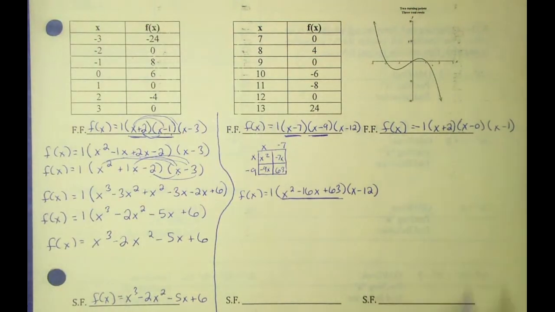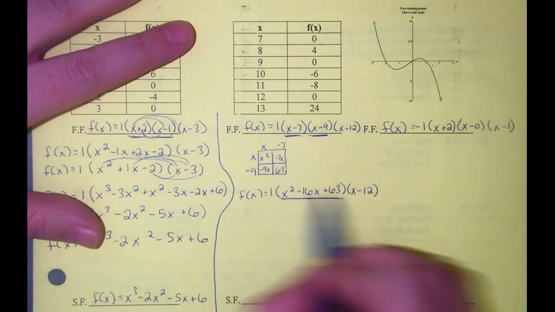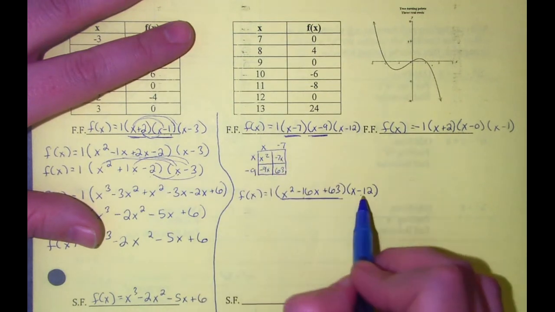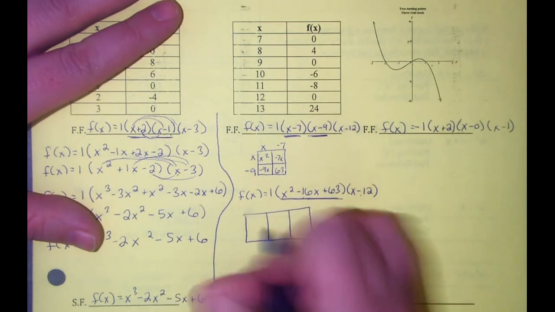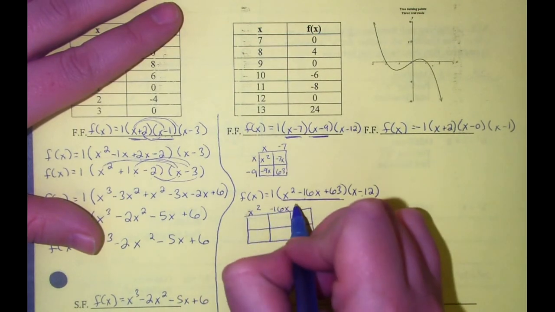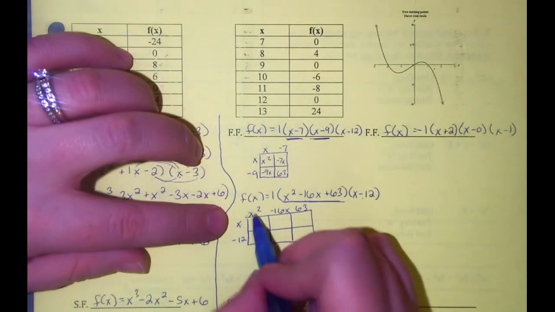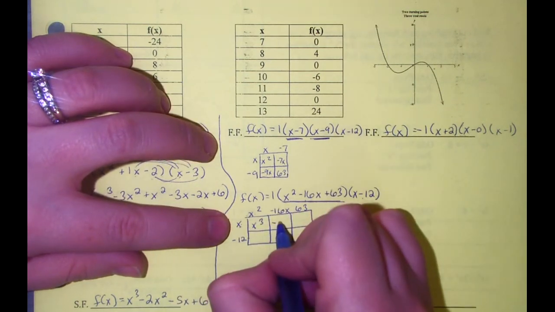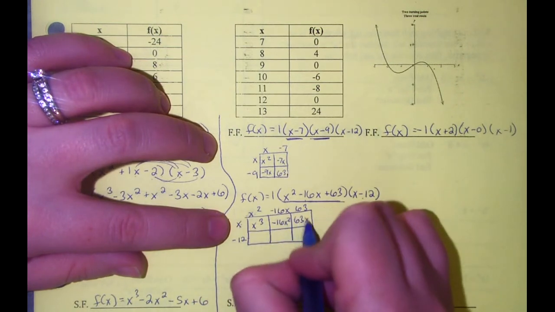Those haven't changed yet. Now what I'm going to do is take this term and multiply it by this using the box method, only now instead of a 2 by 2, I'm going to have a 3 by 2 box. Do that, and that. So I have x squared, negative 16x, positive 63, x, and negative 12. So x times x squared is x cubed. X times negative 16x is negative 16x squared. X times 63 is 63x.